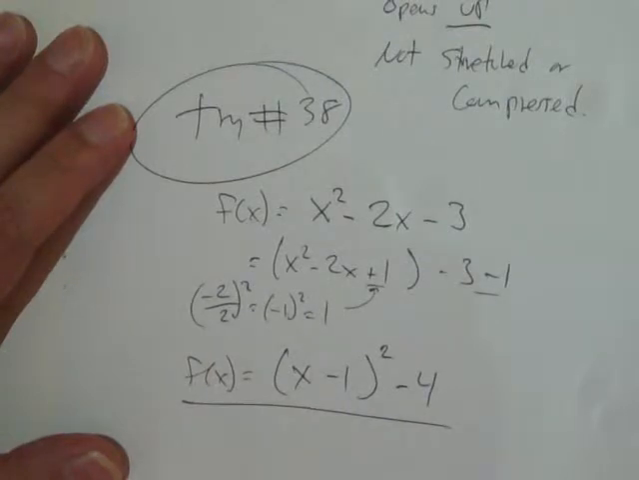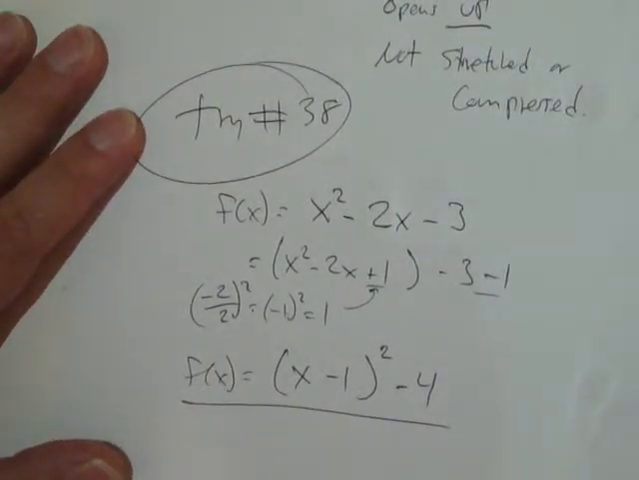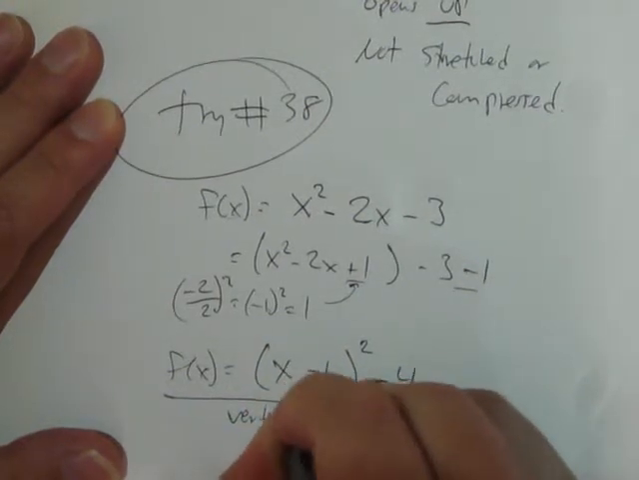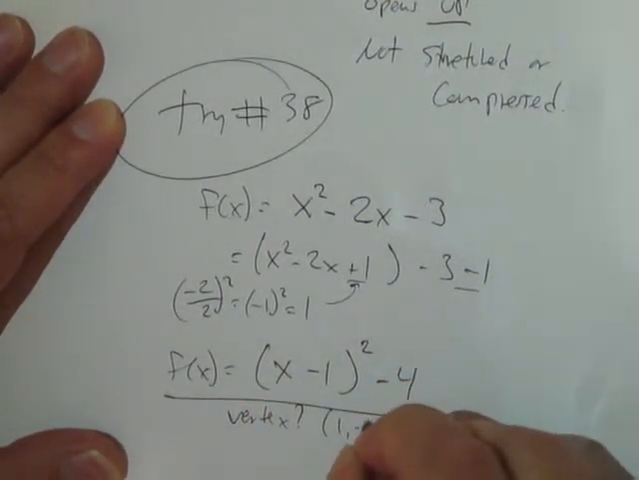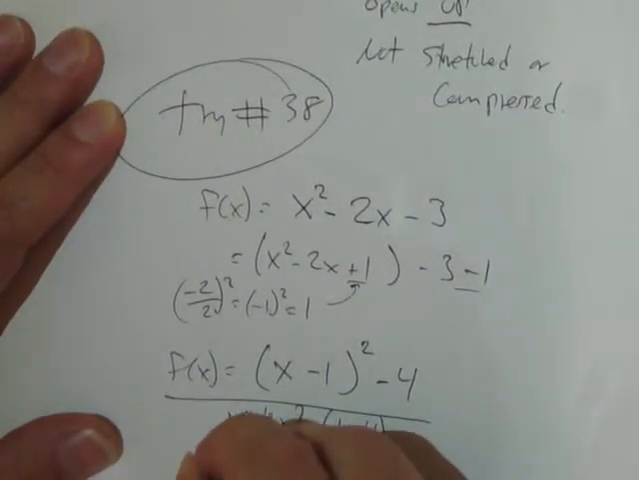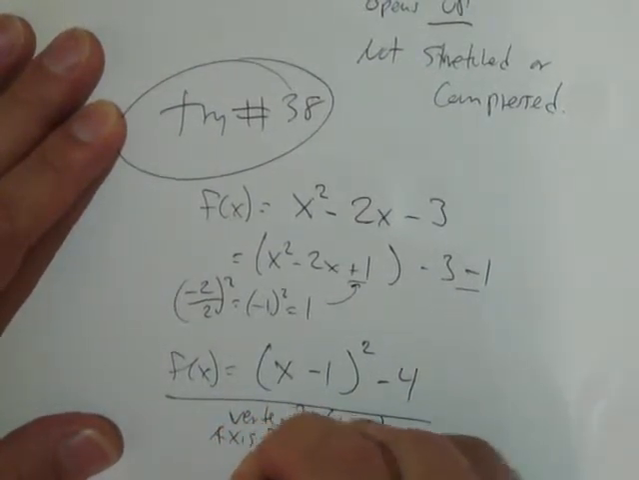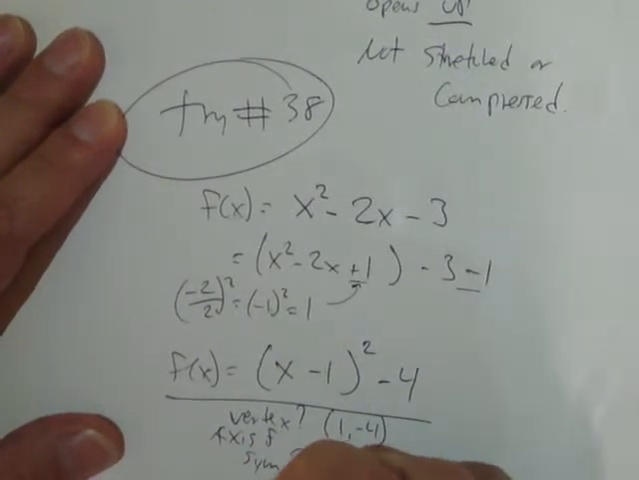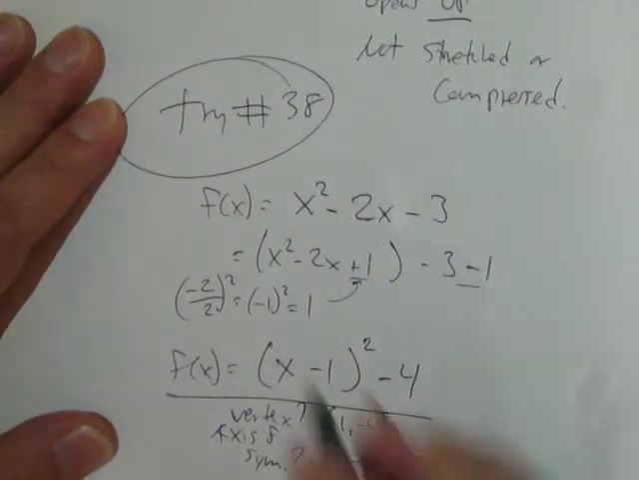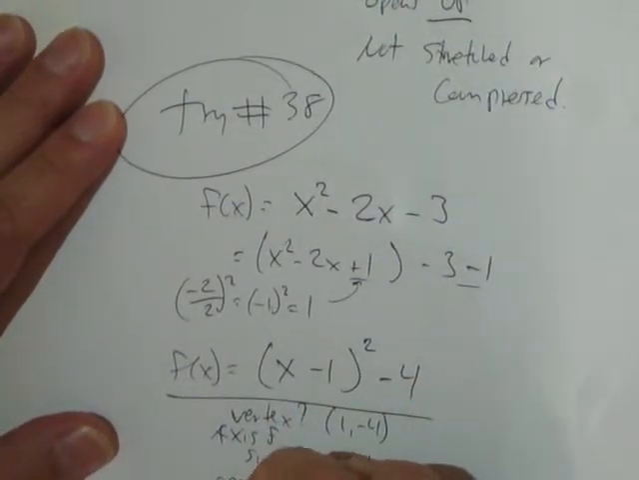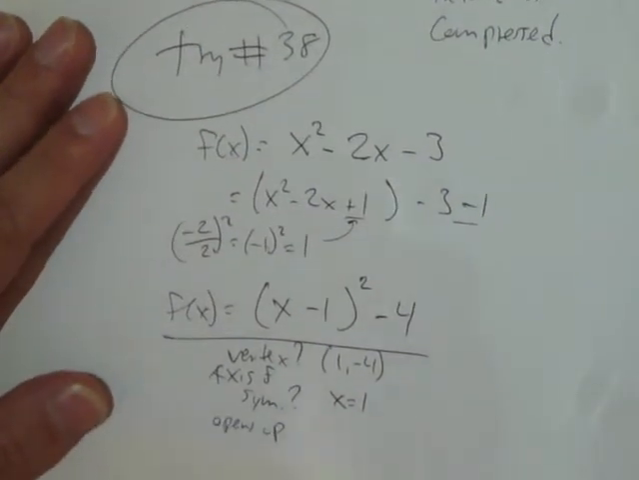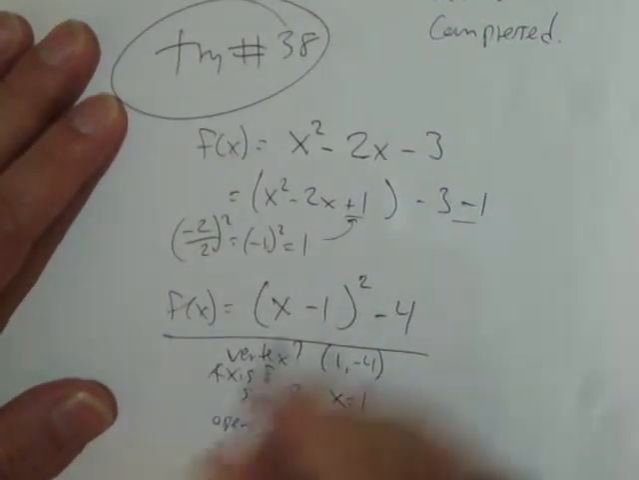And we can go ahead and see what's going on. We have the vertex. The vertex is going to be at the point 1, minus 4. The axis of symmetry is going to be x equals 1 because it goes through the 1 right there. It still opens up and it's not stretched. It's not stretched or compressed, and we're okay with that.